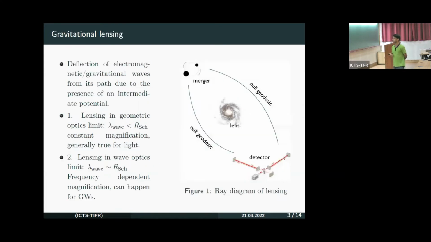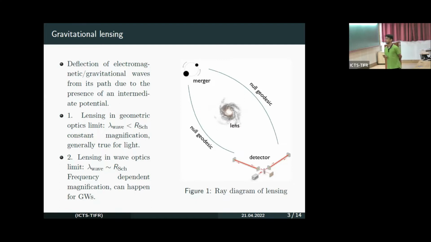So let's talk about gravitational lensing. The deflection of electromagnetic or gravitational waves from their path due to the presence of an intermediate potential is called gravitational lensing. Here is a ray diagram of lensing. In the case of gravitational lensing, you have a source, suppose a binary black hole merger, and it gets deflected due to the presence of the lens. Here it is a galaxy, and in your detector you see the bent GW, which is gravitationally lensed.